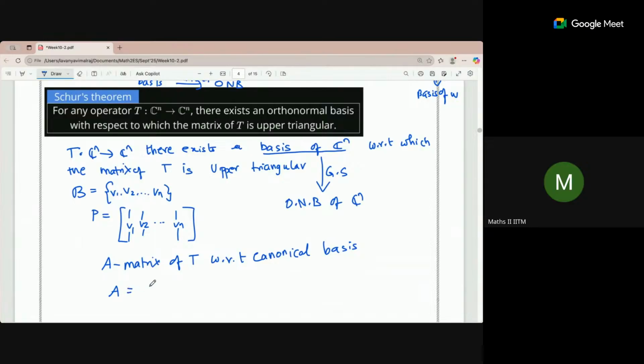That A is equal to P inverse BP, where B is of the form lambda 1, lambda 2, lambda n on the diagonal. So this part is 0 and you have some entries here. It's an upper triangular matrix, right? So B is of this form, right?